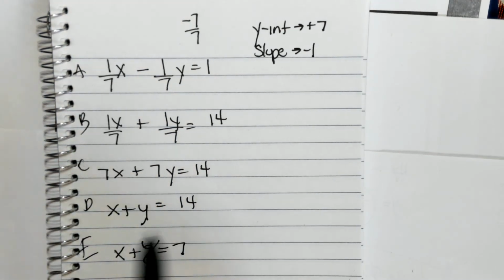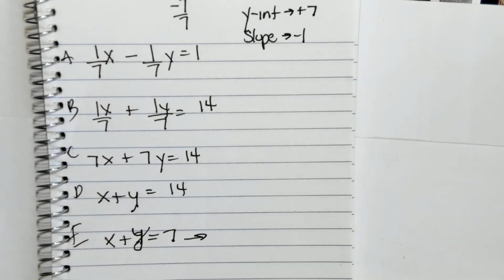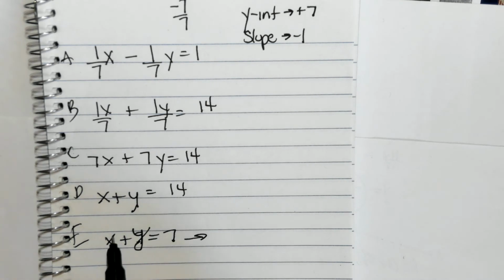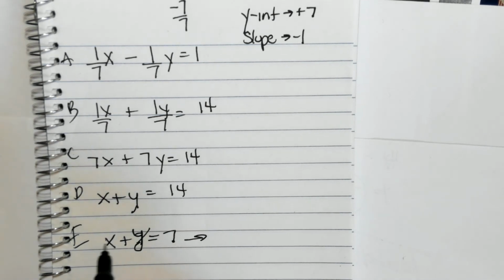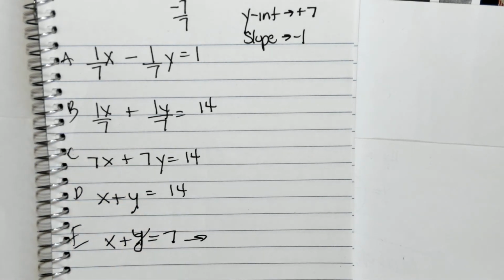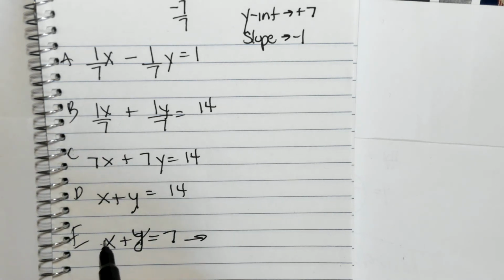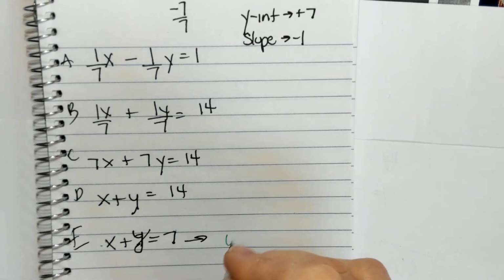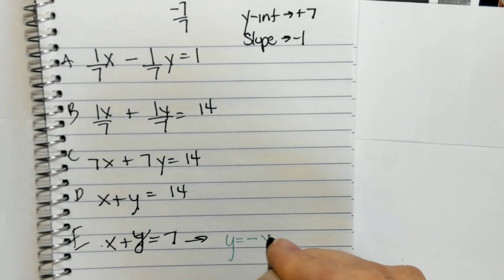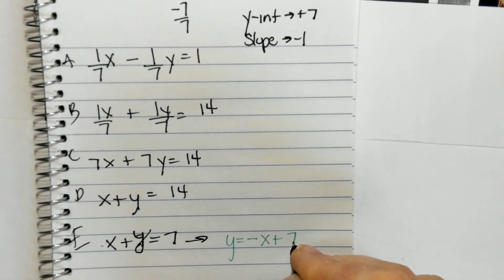If I isolate the y or solve for y, what does that look like? Recall from earlier videos I said, how do we move a positive x to the opposite side? Well, we're going to subtract it. Or a shortcut is, if it's positive and I want to move it across, it becomes negative. So y equals a negative x plus 7.